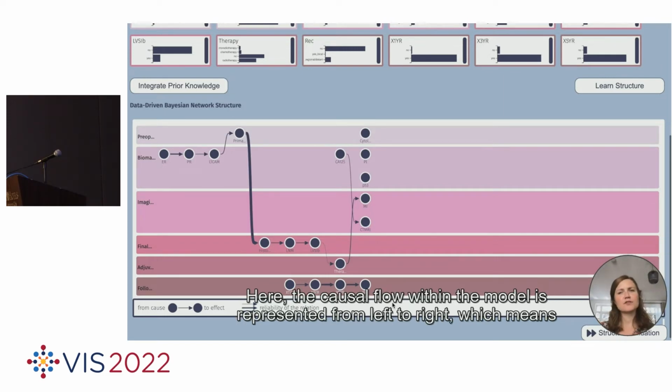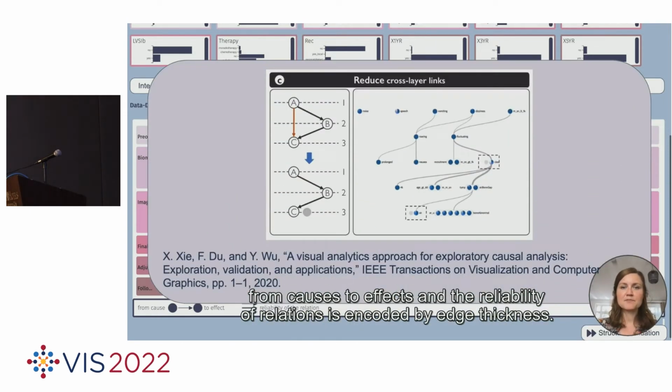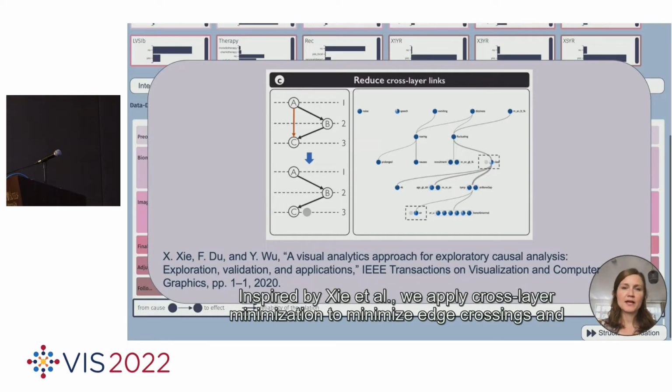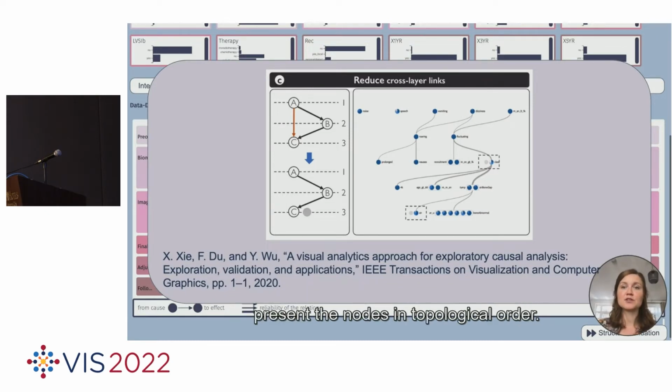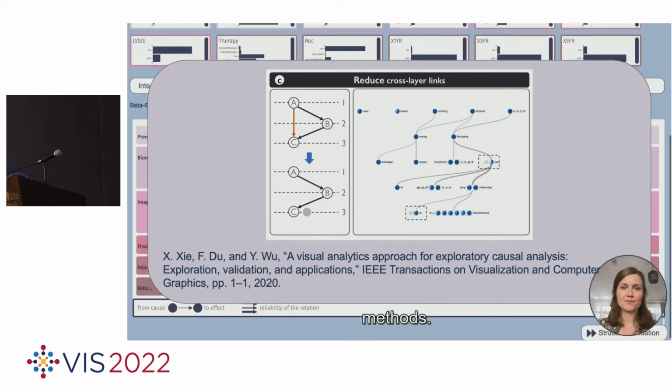Here, the causal flow within the model is represented from left to right, which means from causes to effects, and the reliability of relations is encoded by edge thickness. Inspired by Xi et al., we apply cross-layer minimization to minimize edge crossings and present the nodes in topological order. Thus, not all edges are presented in static visualization, but are visible through hovering methods.